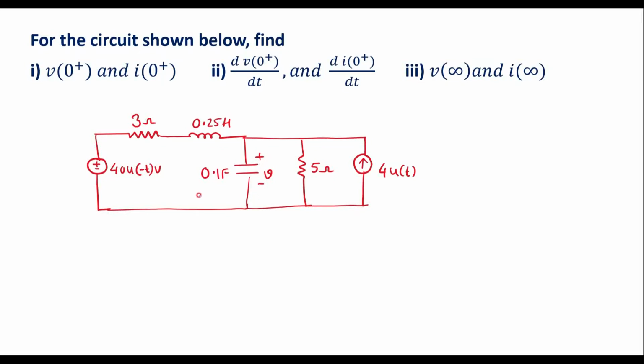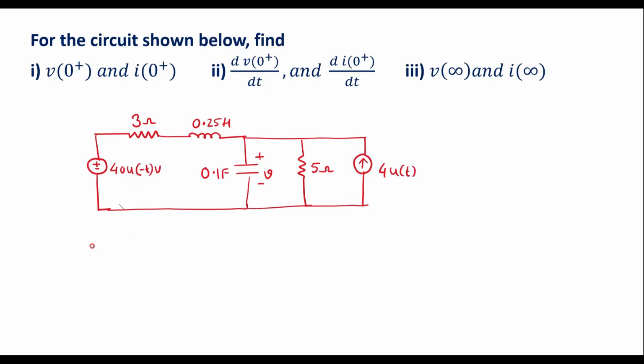In this circuit, the switch is not shown externally, but here the signal indicates something like a switch, that is the voltage source of magnitude 40 u of minus t, and we have a current 4 u of t. Before proceeding, first we'll study what is this u of t and what is this u of minus t.